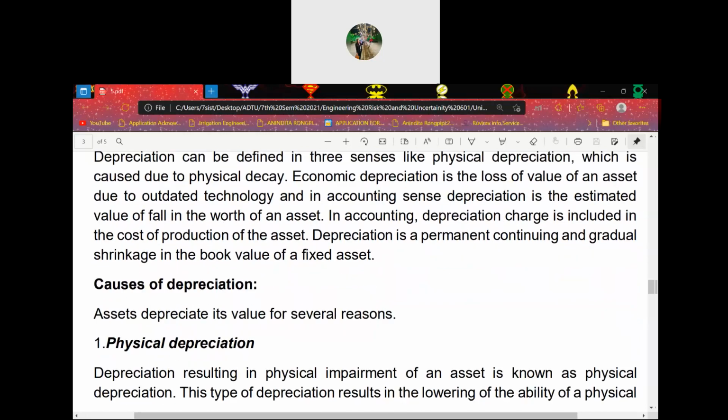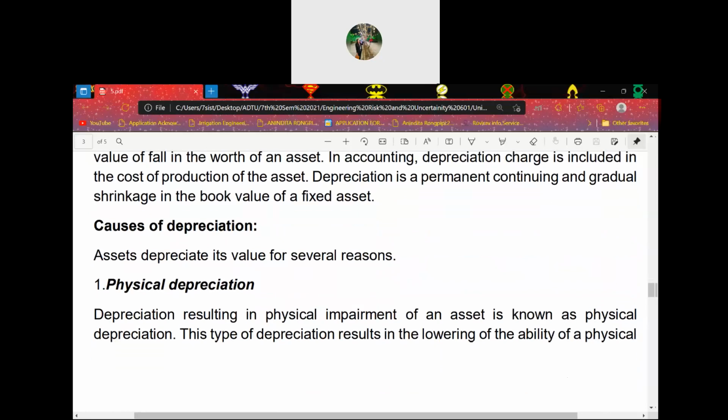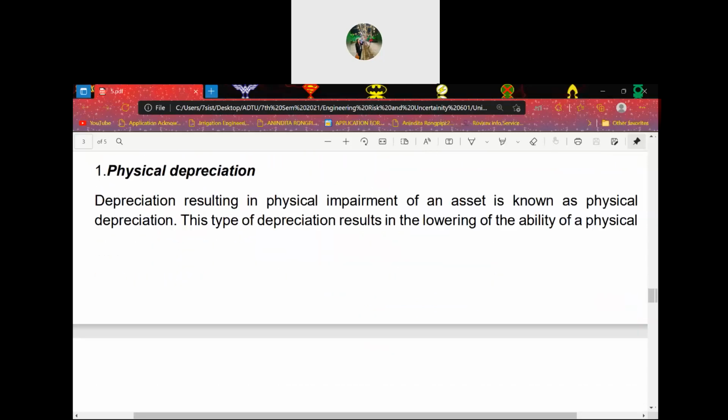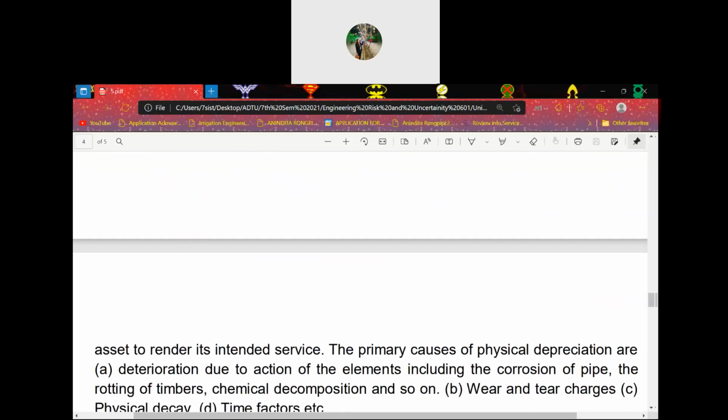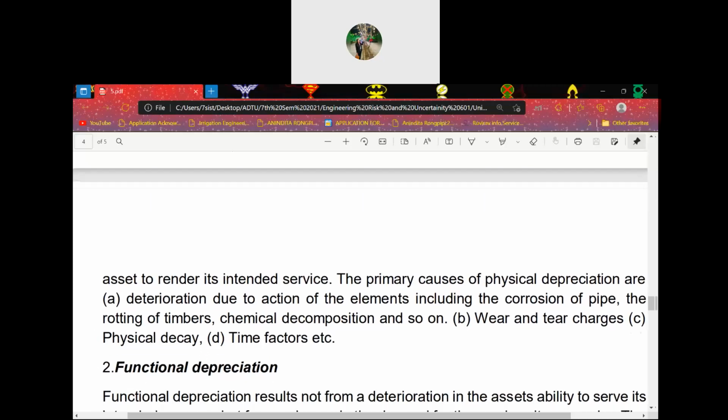Different causes of depreciation are, first, physical depreciation, resulting in physical impairment of an asset, and this type of depreciation results in the lowering of the ability of a physical asset to render its intended or proposed service. The primary causes of physical depreciation are deterioration due to the action of elements, which includes corrosion of pipe, rotting of timbers, chemical decomposition, wear and tear charges, physical decay, and time factors.